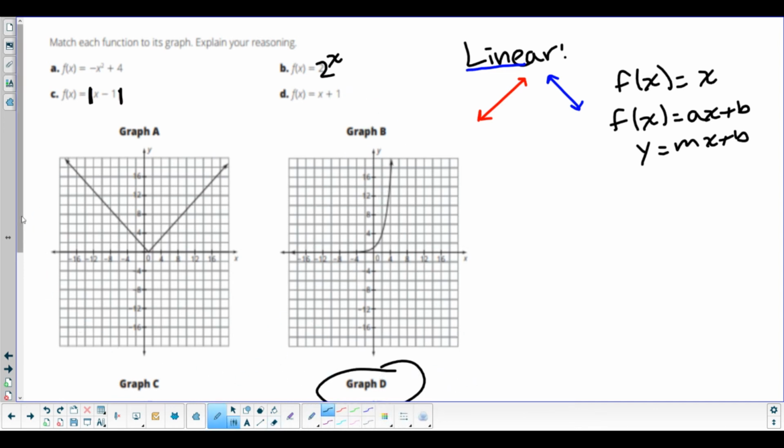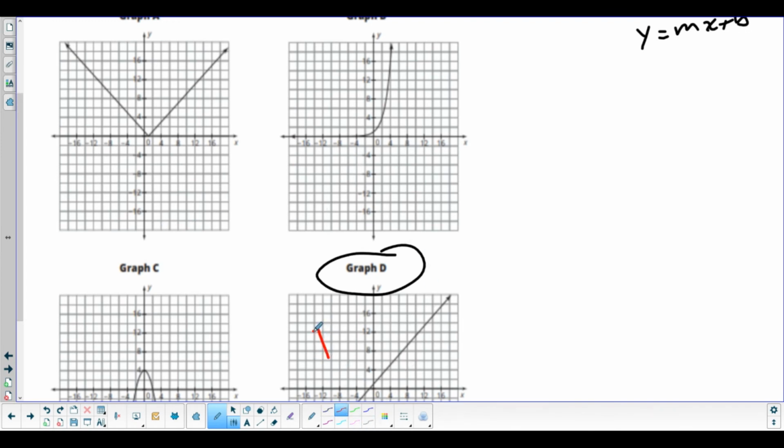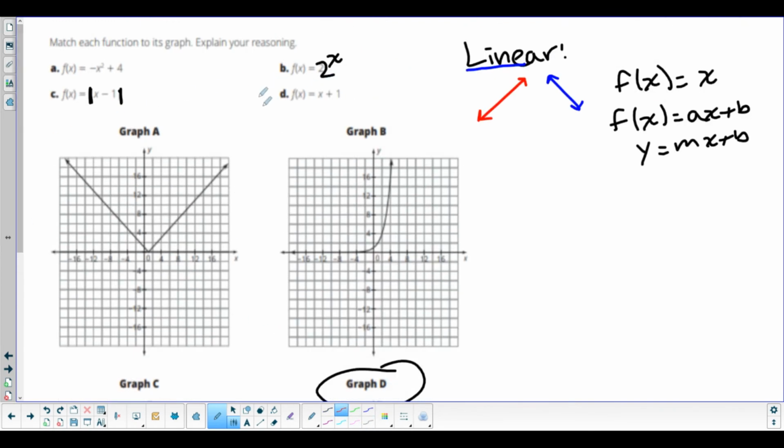So I would put next to my graph, or on top of my graph, D, because this one is D. Okay, so we have that one done. So I'm going to cross it out. The next type of function family we have is exponential. Okay, now we had an exponential example earlier with the money.